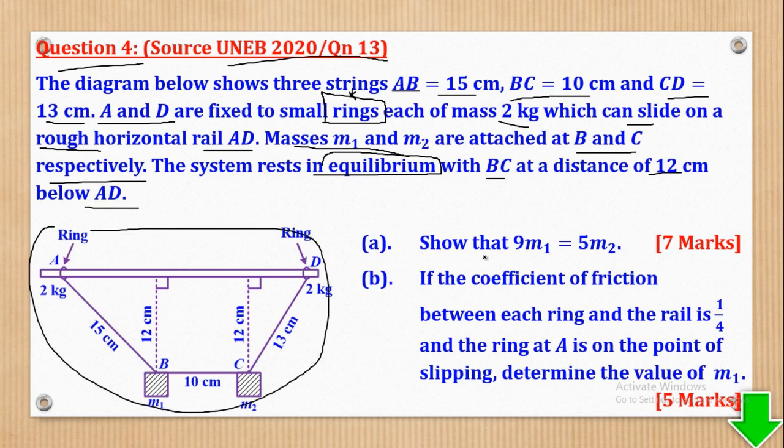Then part A, show that 9M1 is equal to 5M2. Then part B, if the coefficient of friction between each ring and the rail is a quarter, and the ring at A is on the point of slipping, determine the value of M1. Notice that the ring at A is at the point of slipping, meaning friction is maximum at that point.